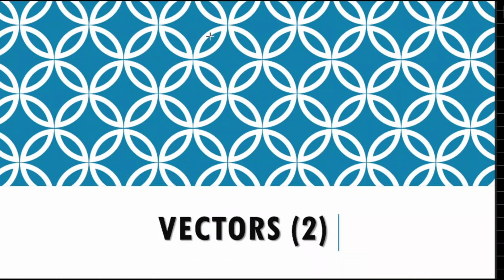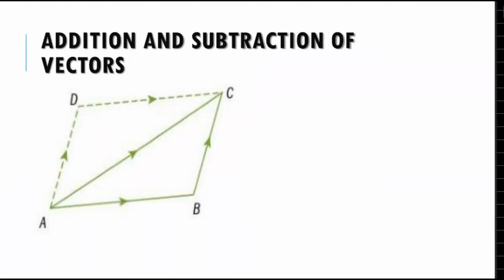In this lesson we'll be looking at the second part of our lesson, which is vectors 2, and then we have some other subtopics here. The first thing we'll be looking at is addition and subtraction of vectors. When we talk about addition and subtraction of vectors, we are talking about how to add and subtract vectors in geometric form. So let's consider geometric form.